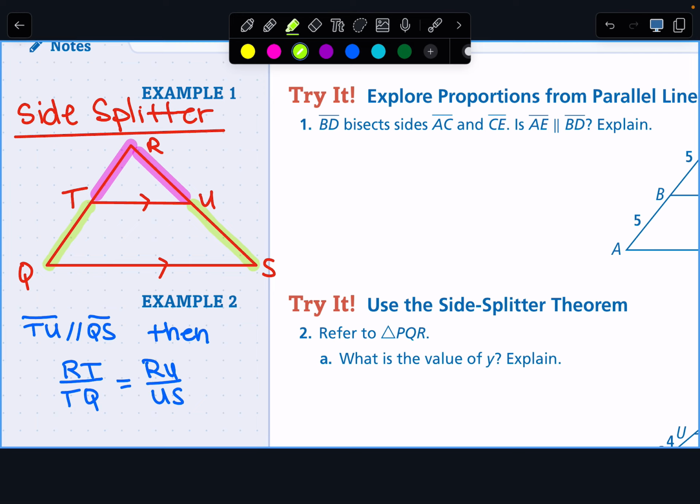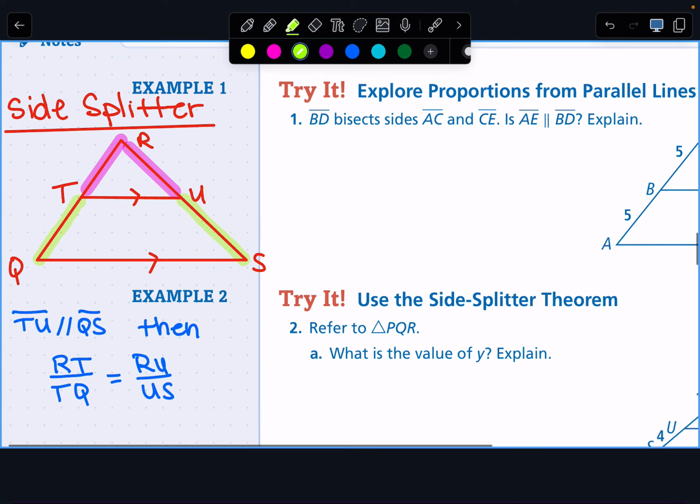Do you see how we break it into those chunks? Isn't that nice? So that parallel line is splitting our triangle sides into proportions. It's like this is the fraction bar. This number divided by this number equals this number divided by this number. Oh, wow. That's pretty cool. Right? That's so cool.